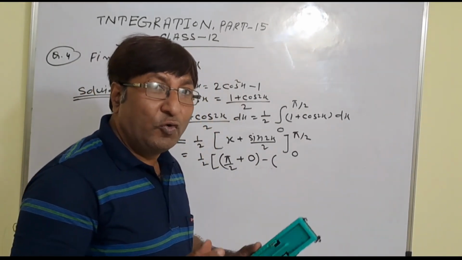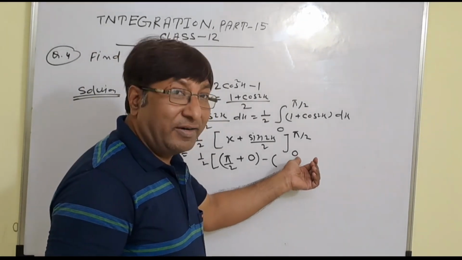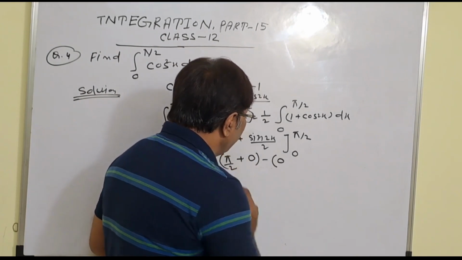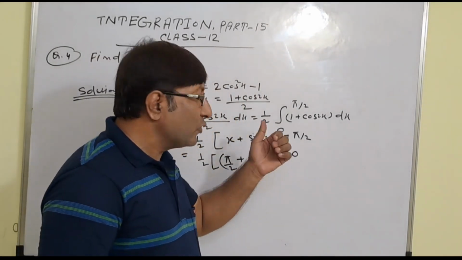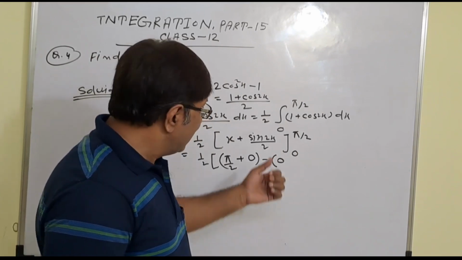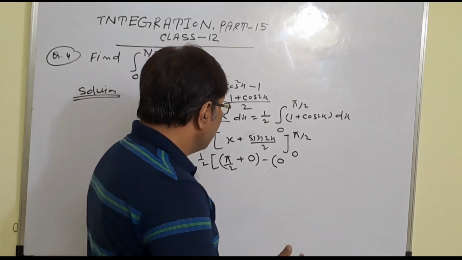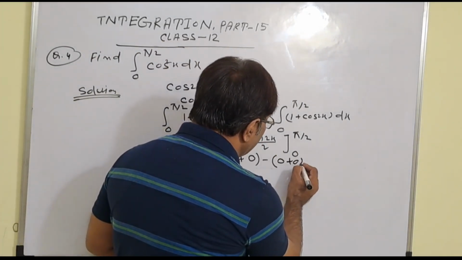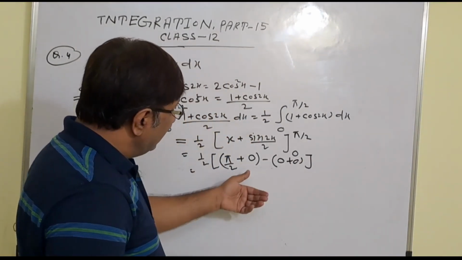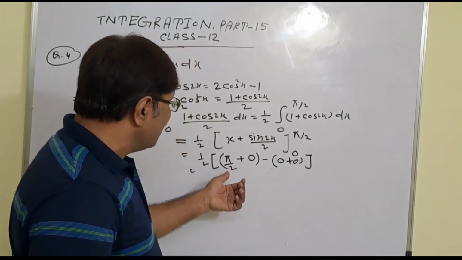Now put the value with minus. Put the value of the lower limit. Lower limit is what? 0. So x equal to 0, we will get here 0. And again when x is 0, so 2 into x is 0. So sin 0 is what? 0. 0 by 2 is what? 0. So again here we will get 0. Right?